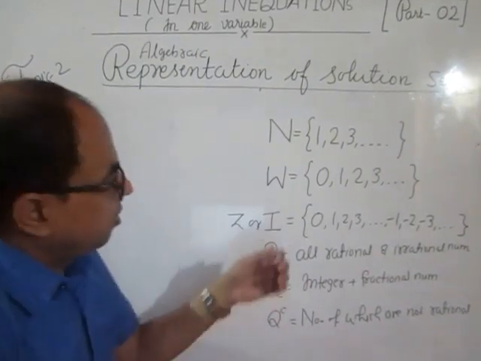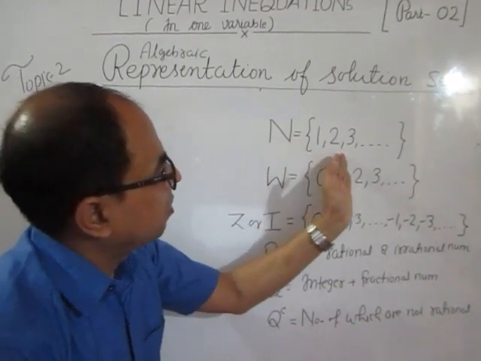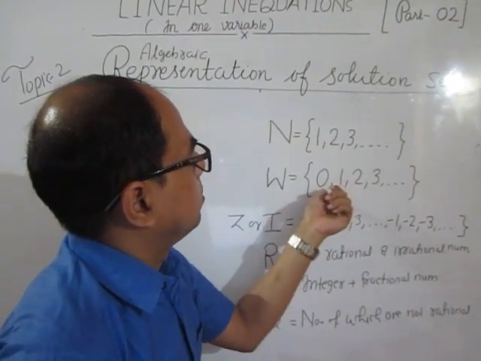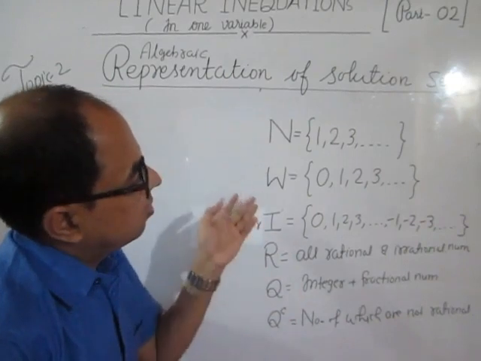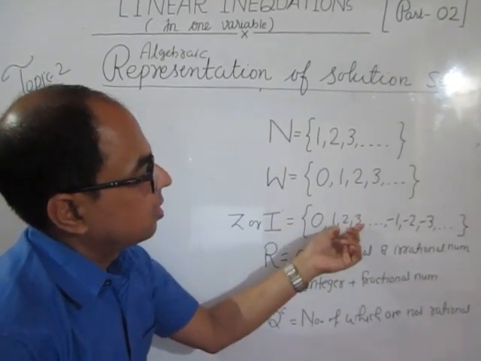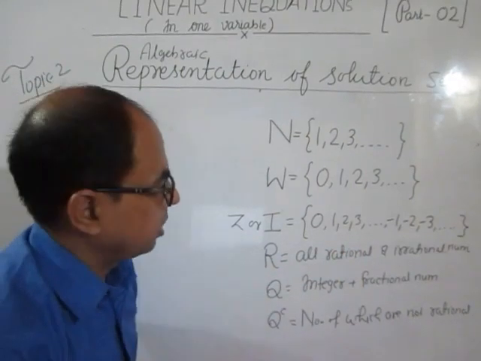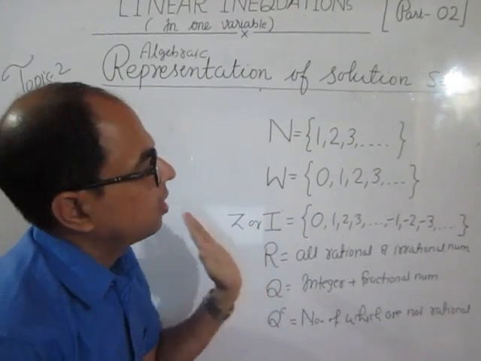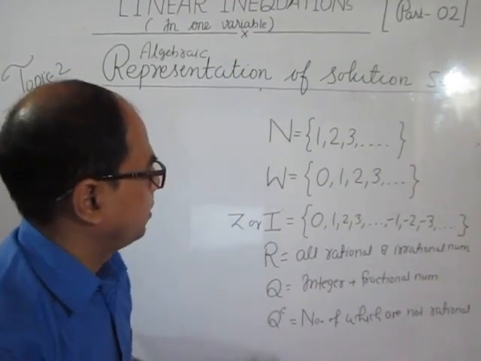Now you know about these numbers. Set of natural numbers means what? The set of counting numbers. Natural numbers plus 0 are called whole numbers. All the natural numbers and negatives of natural numbers, that means the numbers without fraction, are called integers. Whether negative or positive, they must be free from fraction.